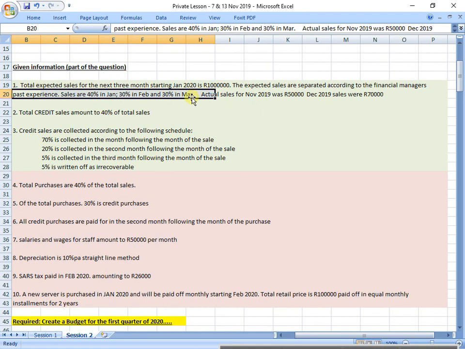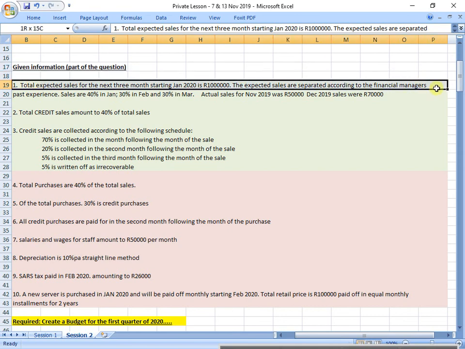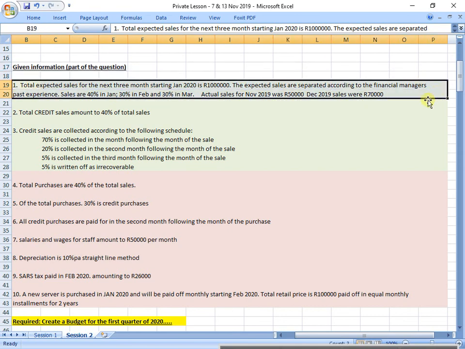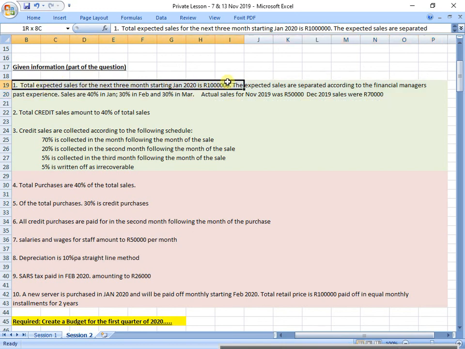I need to split the total, don't I? Okay, because the information is given to me like this. Okay, then I've got to separate it. Yes, because that's what they told me. They said the total sales for 3 months is $1 million. Okay, that's what I expect to sell. I expect to sell $1 million in the next 3 months.